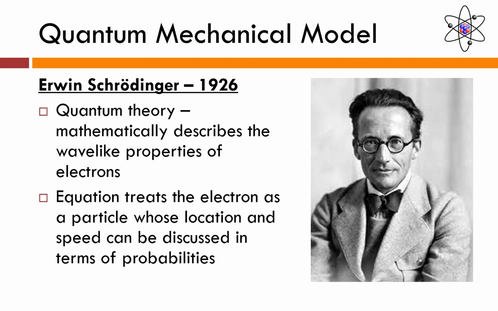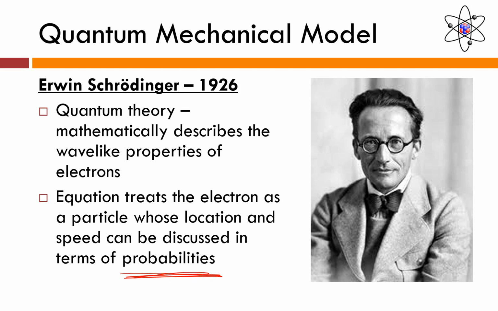And he also takes into consideration Heisenberg's the electron as a particle theory. So the equations that he comes up with treats the electron as a particle whose location and speed can be discussed in terms of probabilities. If you remember, the wave theory says that you can know the exact location and speed of an electron. And the particle theory, Heisenberg's theory, also Heisenberg's uncertainty principle, says that you cannot know the speed and location of the electron.